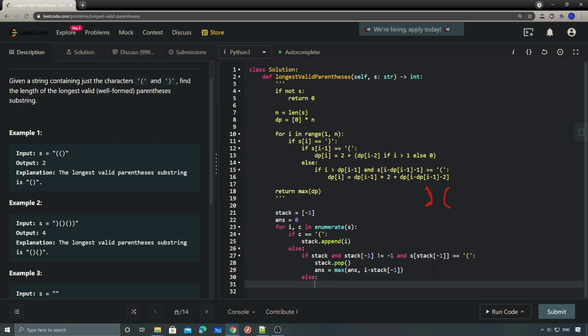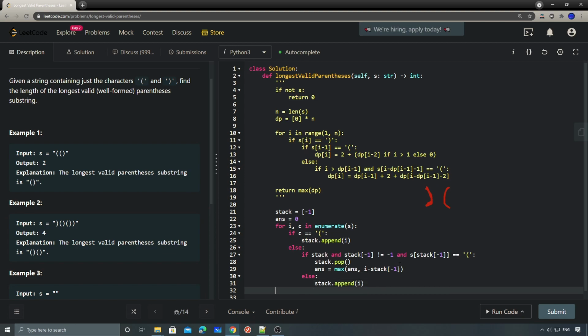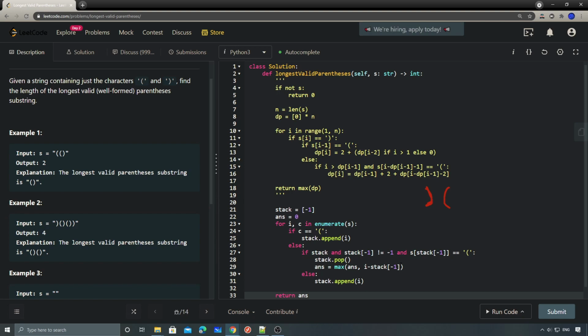Else what? Else we also append i. If we cannot find a pair for the current right parenthesis, we're also going to append the current i into the stack. And then in the end we return the answer. So that's it.